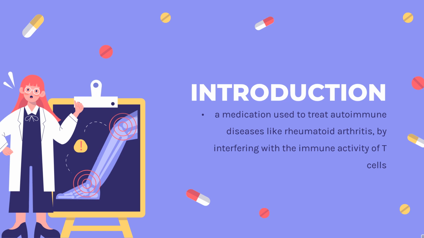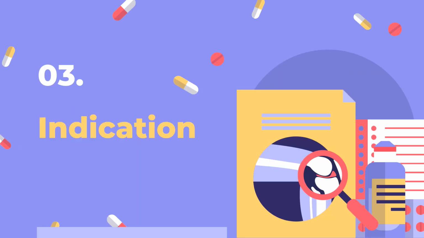What is Abatacept? Abatacept, sold under the brand name Orencia, is a medication used to treat autoimmune diseases like rheumatoid arthritis by interfering with the immune activity of T cells. It is a modified antibody. Abatacept was developed by Bristol Myers Squibb and is licensed in the United States for the treatment of rheumatoid arthritis in the case of inadequate response to anti-TNF-alpha therapy. Abatacept received approval from the FDA in 2005.